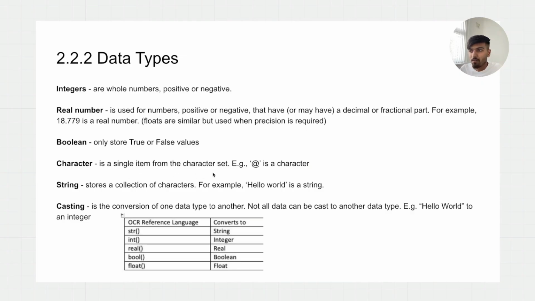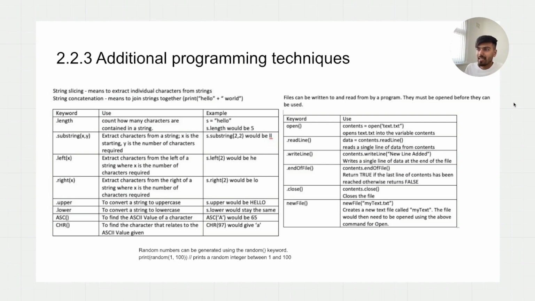A character is a single item from a character set, for example, the letter A or the @ symbol. A string is a collection of characters, for example, hello world is a string, and you use quotation marks. Casting is conversion from one data type to another. Note that you can't change all of them. For example, you can't change hello world to an integer. That doesn't make sense.